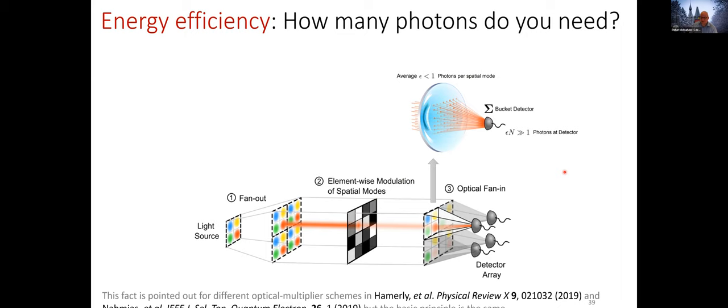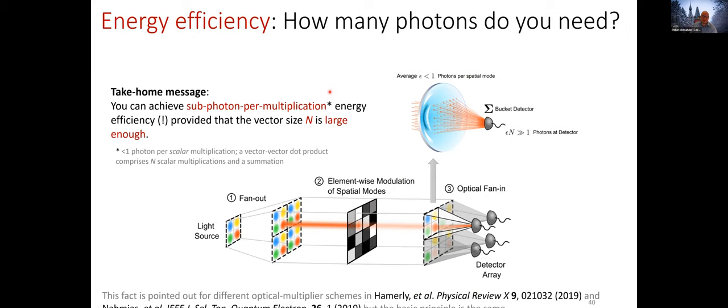And this is a fact that was pointed out in a couple of theory papers from a couple of years ago from MIT and Princeton. And really the take-home message of these is that you can achieve sub-photon per multiplication energy efficiency, provided that the vector size n is large enough. If you make n big enough, you can really get to a regime where you use less than a single photon per scalar multiplication. The intuition I have for why this is true is that when you're doing matrix vector products, you are fundamentally doing a set of vector-vector dot products, and each vector-vector dot product is summing over many scalar multiplications. And if you sum over many things that are noisy, you can ultimately get something that's less noisy. Freshman physics, propagation of error, and summing to increase SNR intuition there.